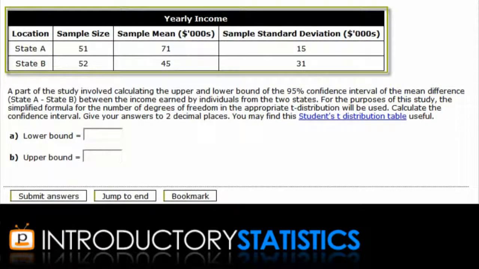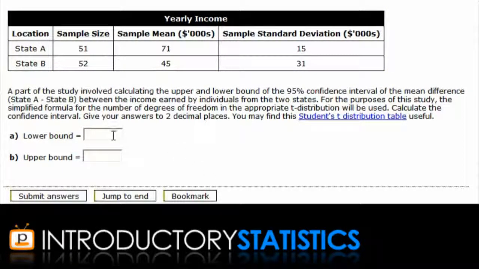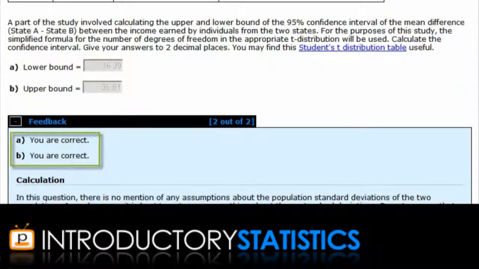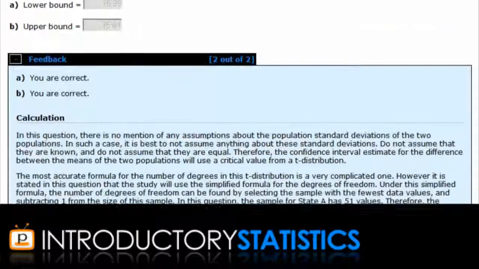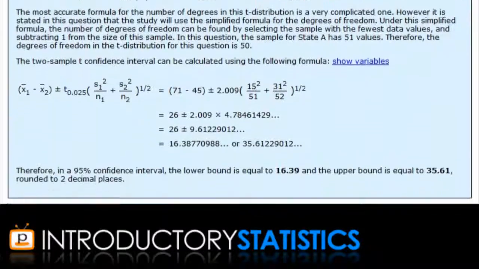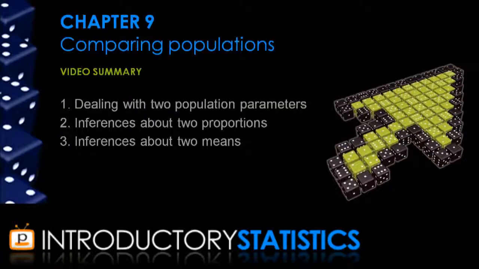Notice that there's no information presented about the population standard deviations. When this is the case, the safest thing to do is to not assume anything about them, and so we use the separate sample standard deviations to calculate the upper and lower bounds, which I did earlier. And as we submit our answers, we see we get personalised feedback and an explanation of the question. So that was comparing populations. The key topics were dealing with two population parameters, inferences about two population proportions, and inferences about two population means.